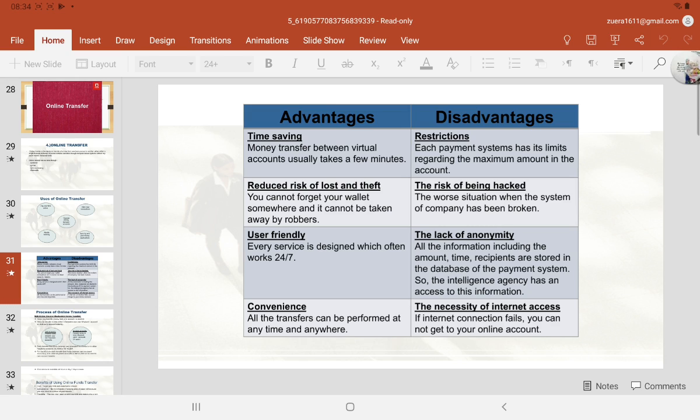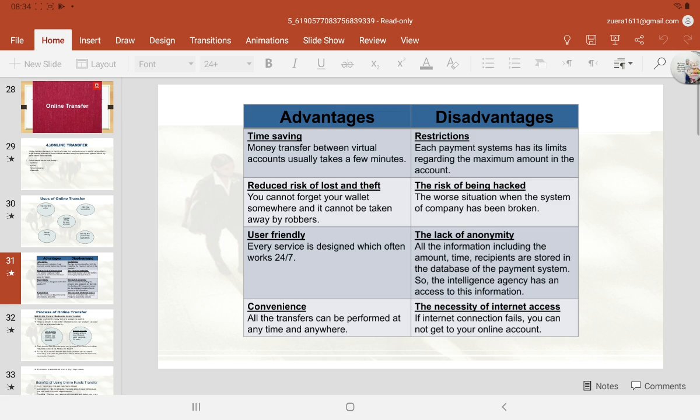Firstly, it is very time saving, because the money will be transferred between virtual accounts. Usually if we want to transfer the money to an account by demand draft, it sometimes takes a few days. But for the online transfer, sometimes it can be an instant transfer of money. So it's very time saving.